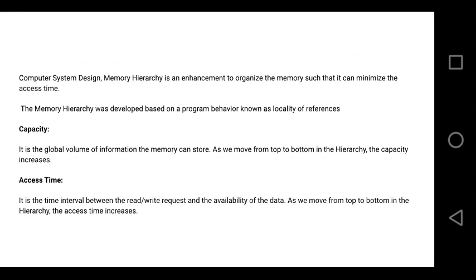And also there are certain properties of the memory, such as capacity. It is the global volume of the information the memory can store. As we move from top to bottom in the hierarchy, the capacity increases. Next is the access time. It is the time interval between the read-write request and availability of the data. As we move from top to bottom in the hierarchy, the access time increases.